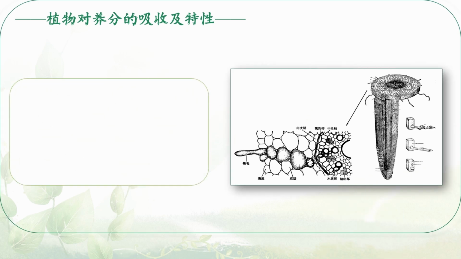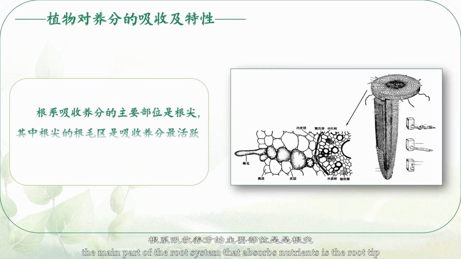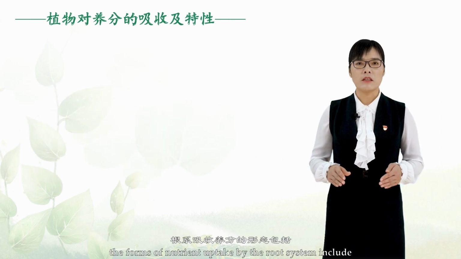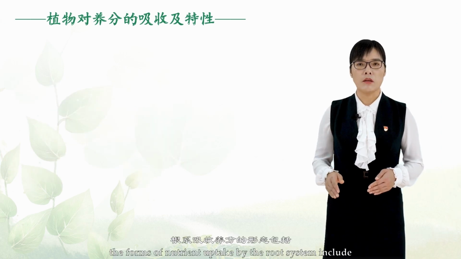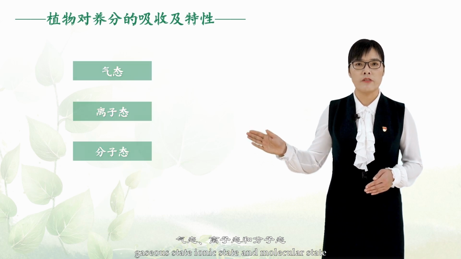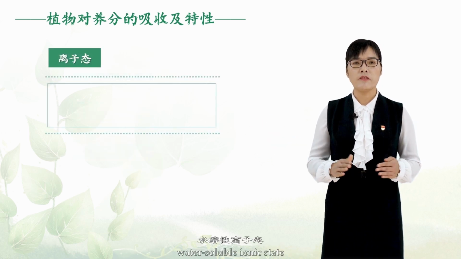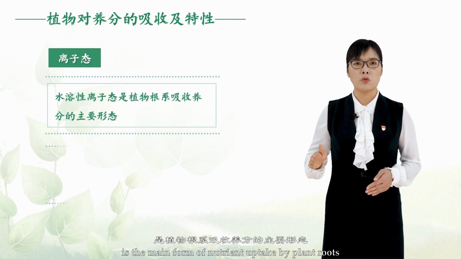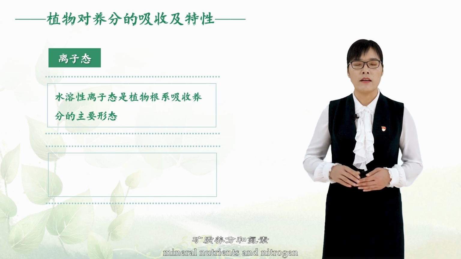The main part of the root system that absorbs nutrients is the root tip, the root hair area of the root tip. It is the most active area for nutrient absorption. The forms of nutrient uptake by the root system include gaseous state, ionic state, and molecular state. Among them, the water-soluble ionic state is the main form of nutrient uptake by plant roots.